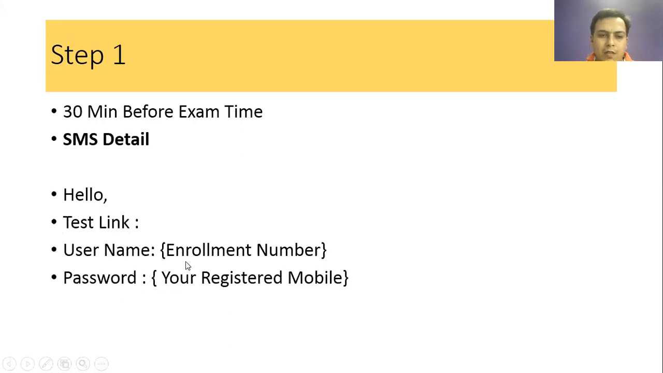In the test which is conducted for the pharmacy discipline, the username will be the enrollment number and the password is the registered mobile number on the student portal. So this is the first step, in which you receive the various information from the GTU in the form of an SMS 30 minutes before the examination.